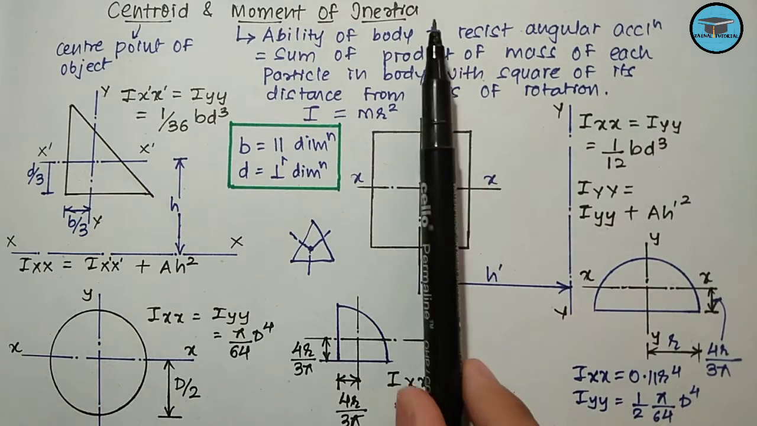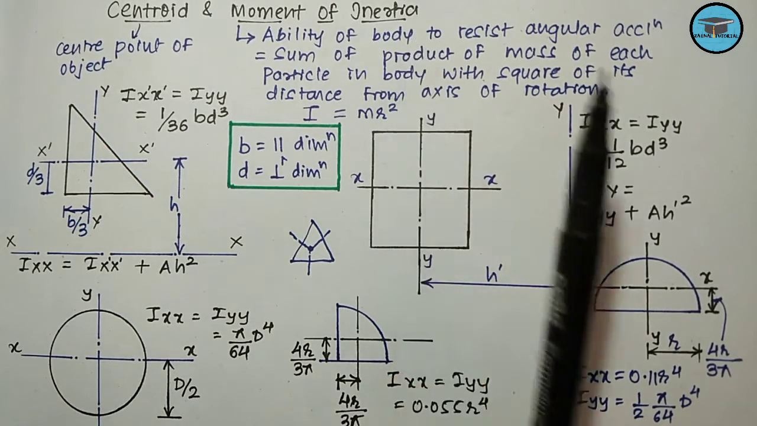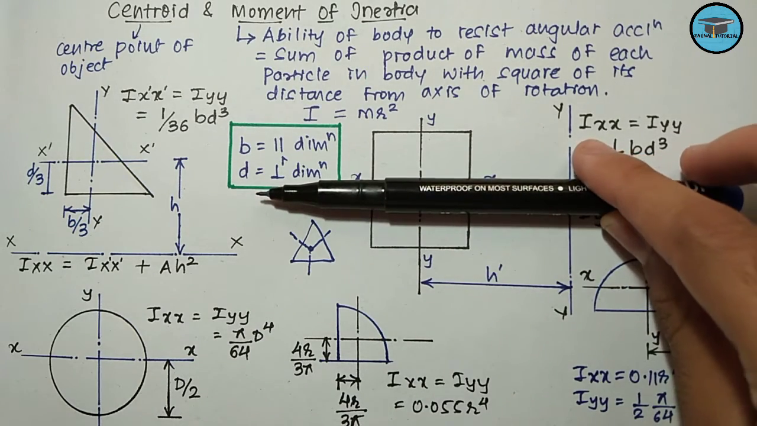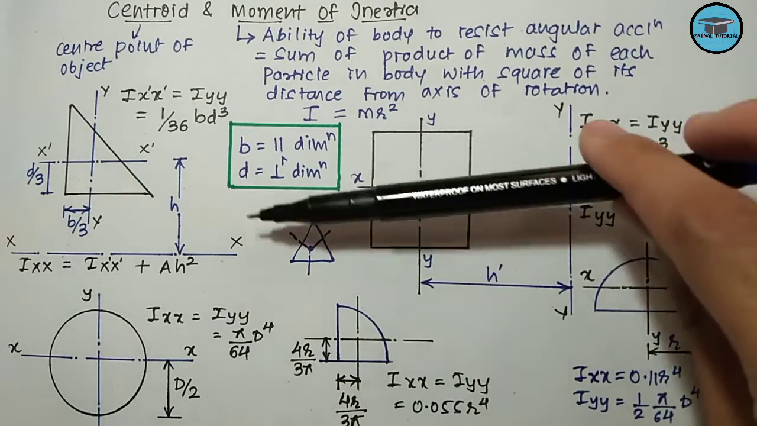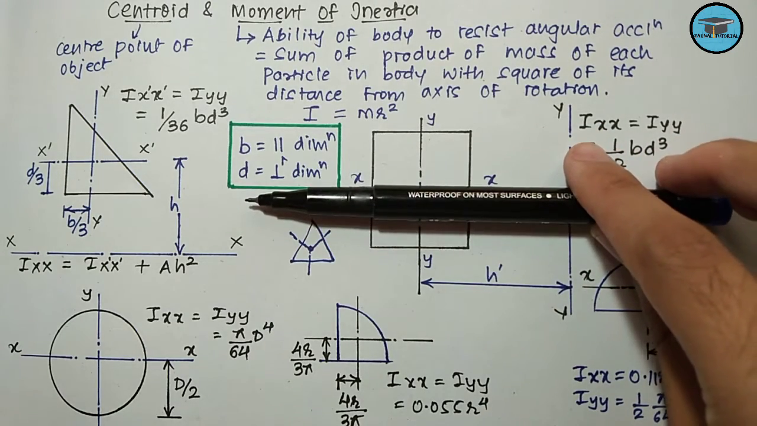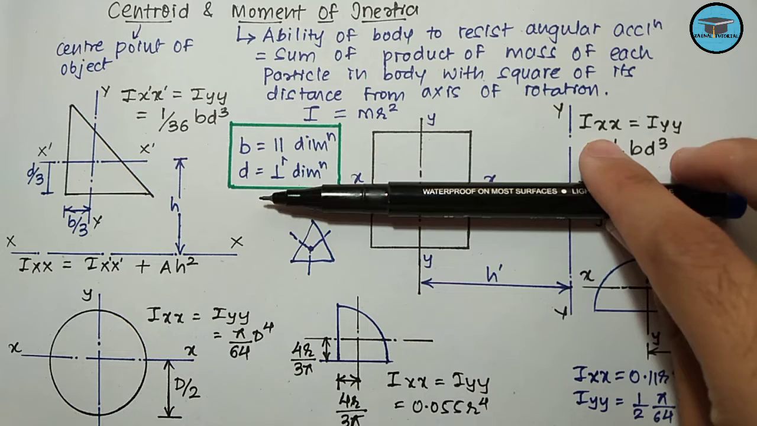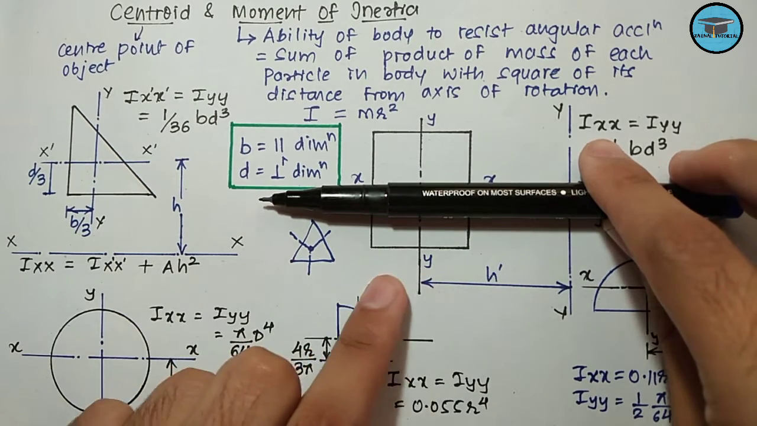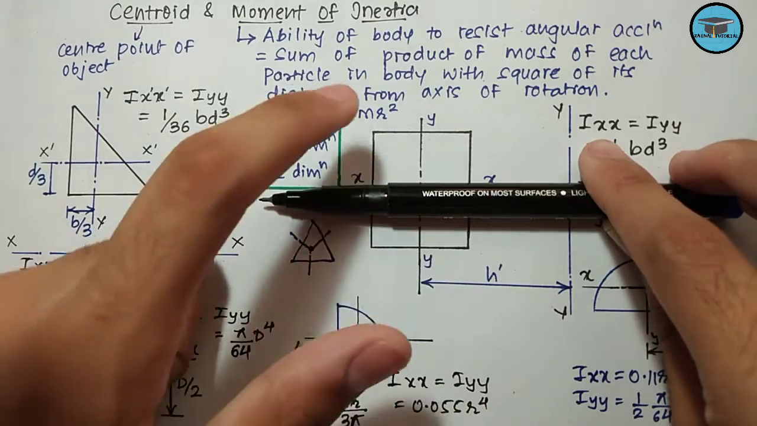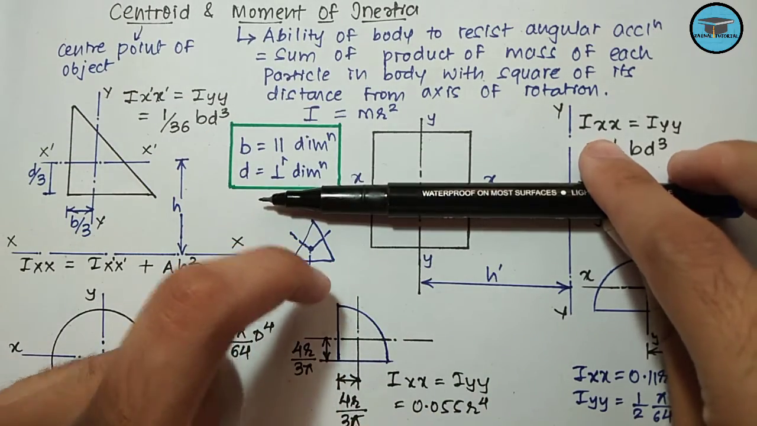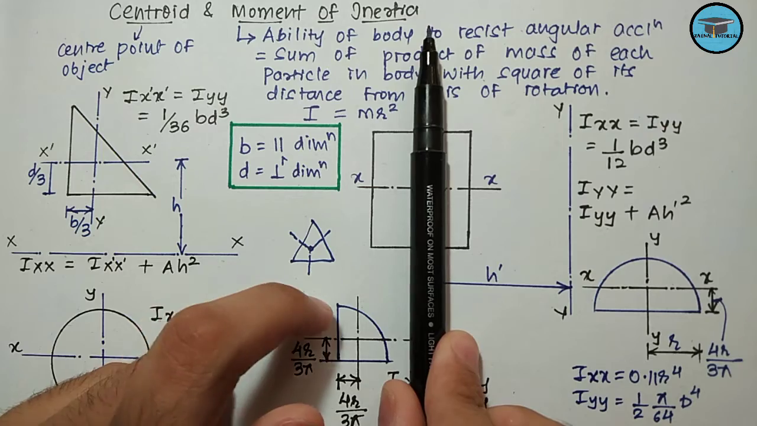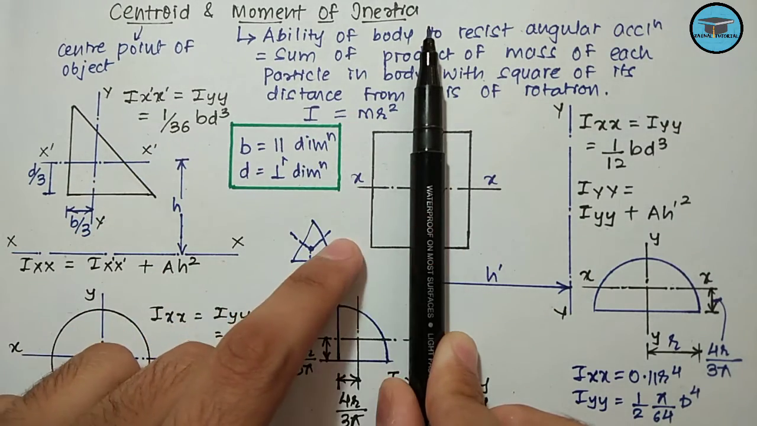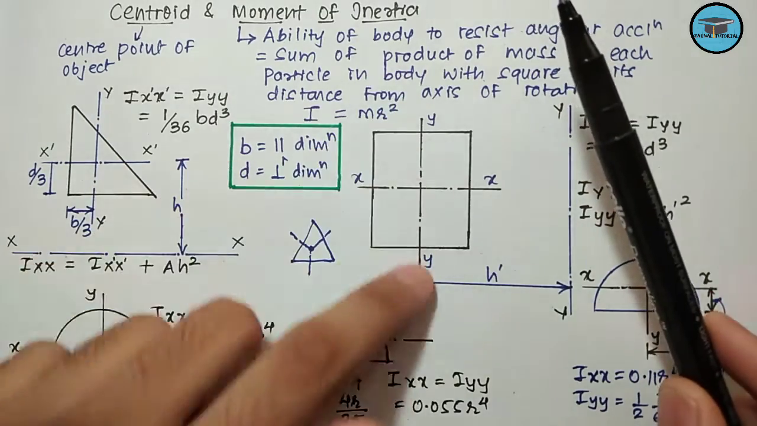Now if we are considering this rectangular lamina, then the moment of inertia about the y axis can be given as 1 by 12 b d cube. Similarly, the moment of inertia about the x axis can be given as 1 by 12 b d cube. The only thing to be noted is the value of b and the value of d. If we are considering the x axis, b is the dimension parallel to the axis. So this is b for the x axis and this is d for the x axis. Similarly, if we are considering the y axis, then this is b for the y axis, the dimension parallel to the axis, and this is d for the y axis.